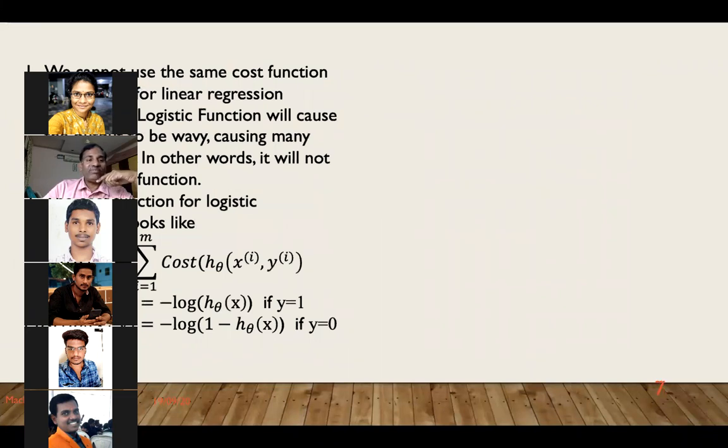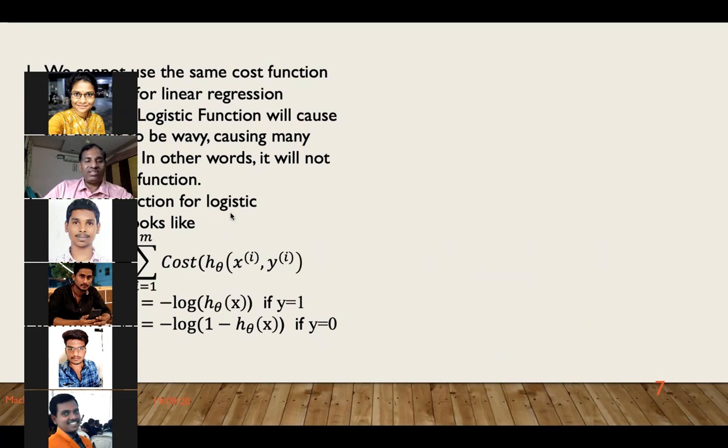Now, we cannot use the same cost function that we use for linear regression because the logistic function will cause the output to be wavy, causing many local optima. In other words, it will not be a convex function. So logistic regression with that cost is not a convex function. So we will get many minima and maxima. So we cannot use the same cost function here.